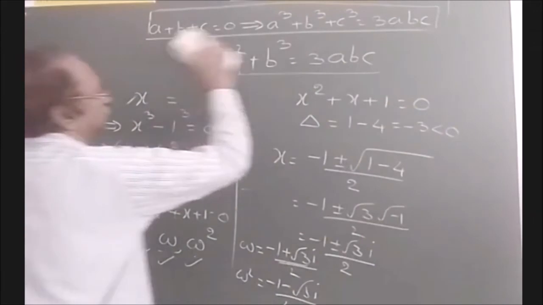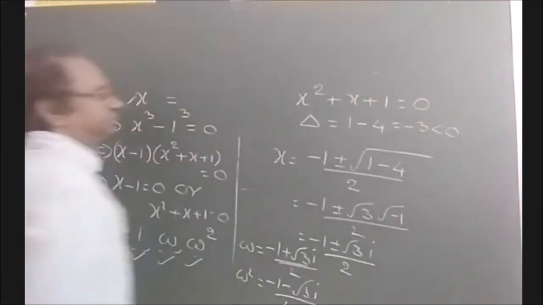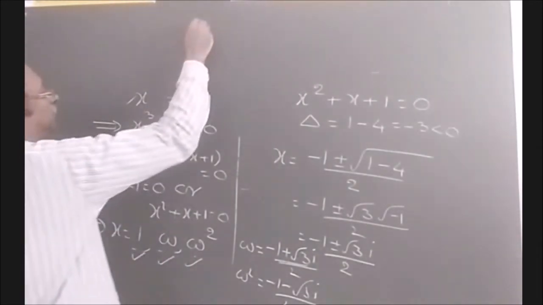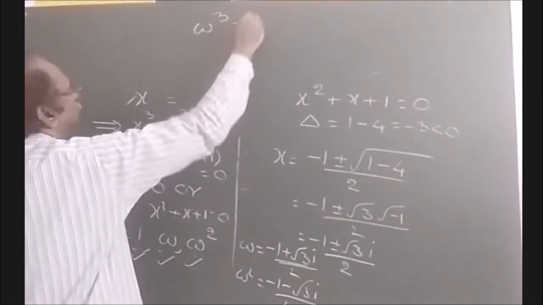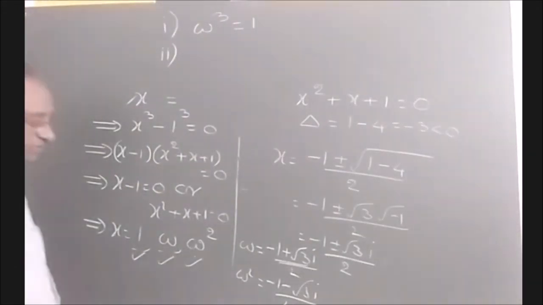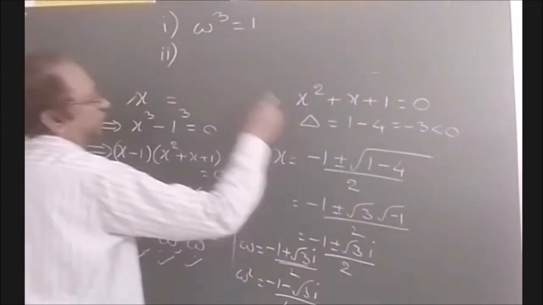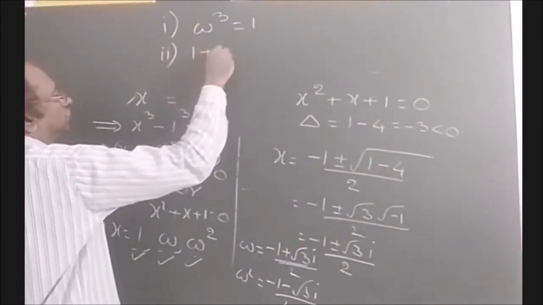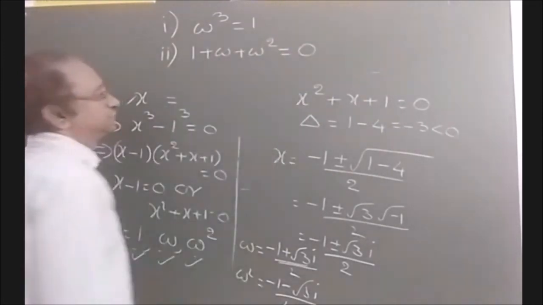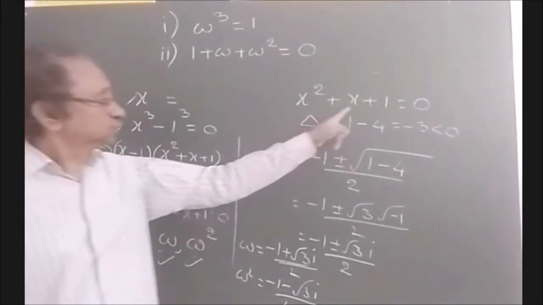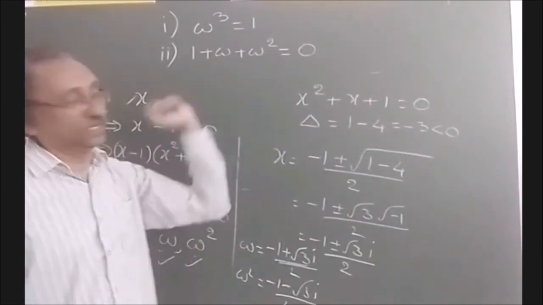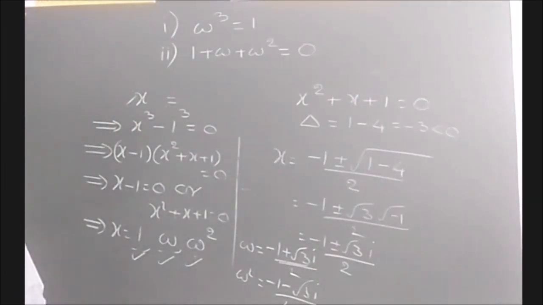So what are the observations? Here, cube root of unity means it is a complex number. Its cube is 1. That is the first observation. And what is the second observation? Omega is the root of this equation. So whenever 1 plus omega square is there, you can write simply 0. Because if you substitute omega here, since omega is a root, omega square plus omega plus 1 is equal to 0.